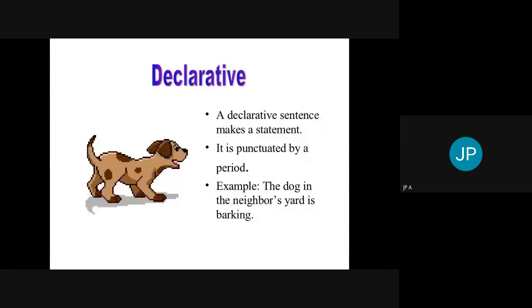So that is a declarative sentence with a full stop. There is also an example which is a long sentence: the dog in the neighbor's yard is barking.